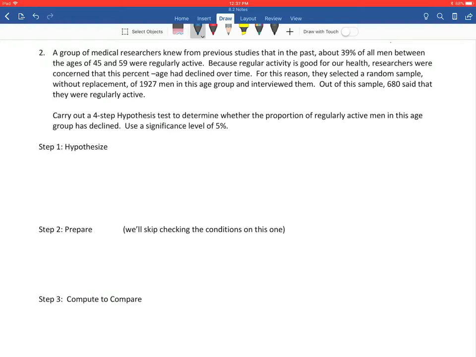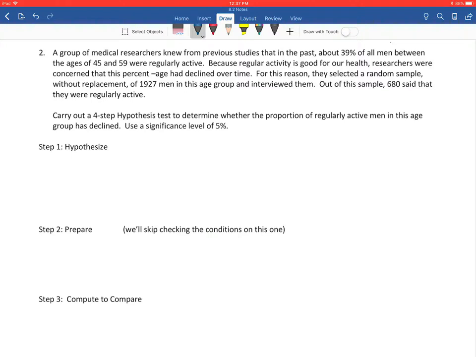So in this one, we have a group of medical researchers who knew from previous studies that in the past, about 39% of all men between the ages of 45 and 59 were regularly active. Because regular activity is good for our health, the researchers were concerned that this percentage had declined over time. For this reason, they selected a random sample without replacement of 1,927 men in this age group and interviewed them. Out of this sample, 680 said that they were regularly active.